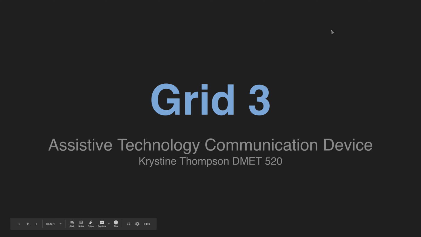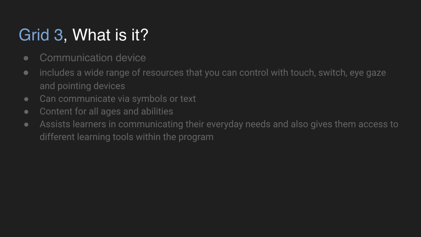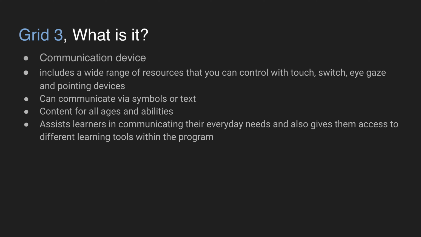Today I'm going to talk to you about Grid 3, which is an assistive technology communication device that individual learners can use within your classroom. So what is it? It's a communication device that includes a multitude of resources that you can control with touch, switch, eye gaze, and different pointing devices. Students can use it to communicate via text or symbols.